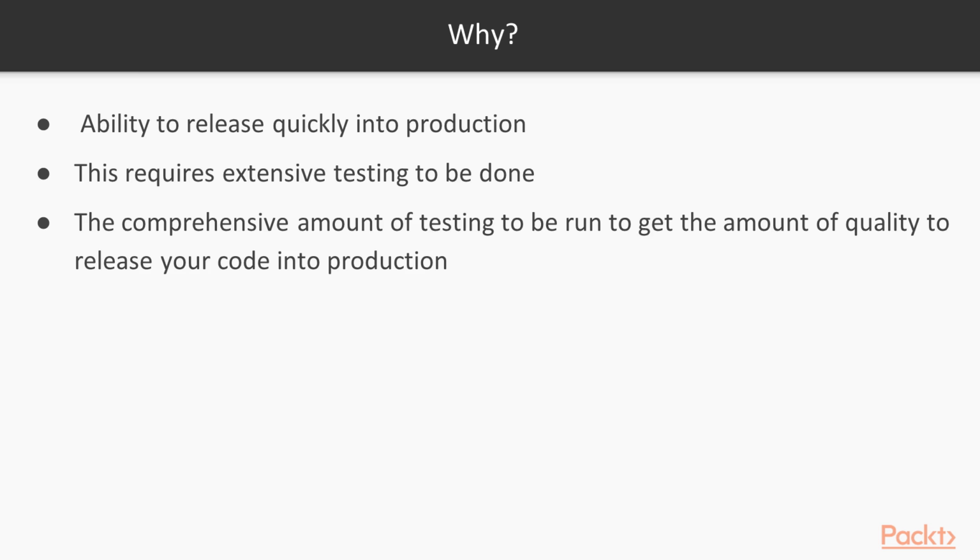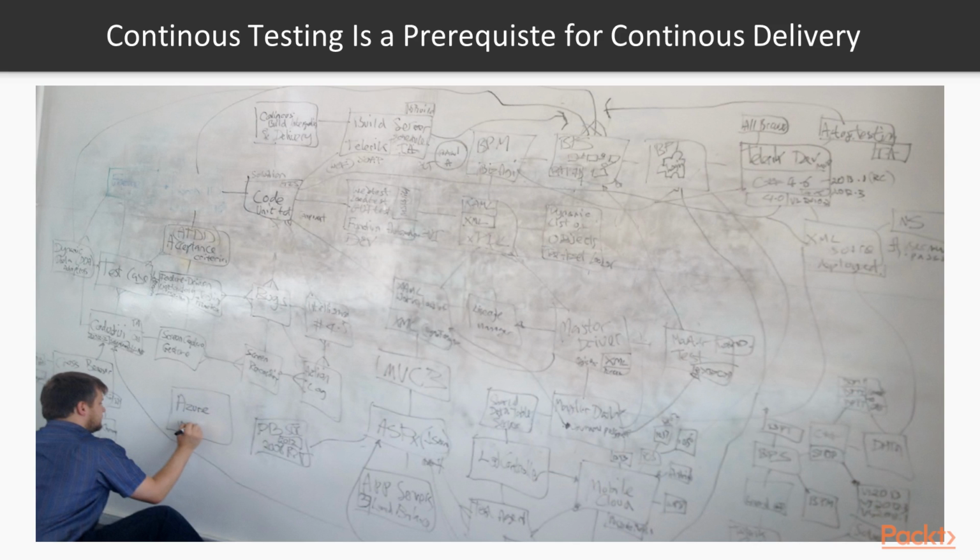So this requires extensive testing to be done, and part of it is understanding the comprehensive amount of testing that you need to run to give you the amount of quality that gives you the level of assurance required to release your code into production. So continuous testing is a prerequisite for continuous delivery.